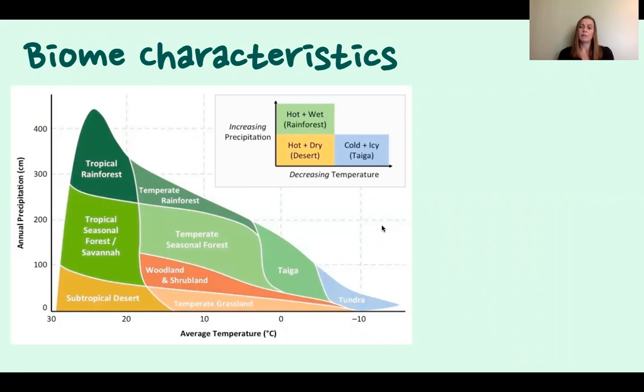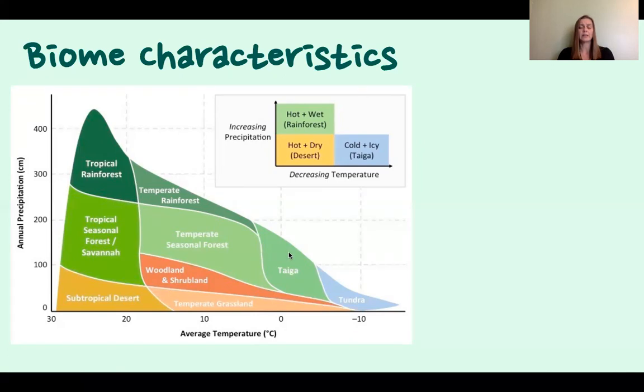So biomes have unique characteristics. Each biome can be characterized by the amount of rainfall and temperature. And so you can see this graph characterizes the biomes from most precipitation and highest average temperature, all the way down to low temperature and low rainfall. So you'll notice that both tundra and subtropical desert and temperate grassland are all very, very low amounts of rainfall, but they're very different biomes because of their different temperatures.